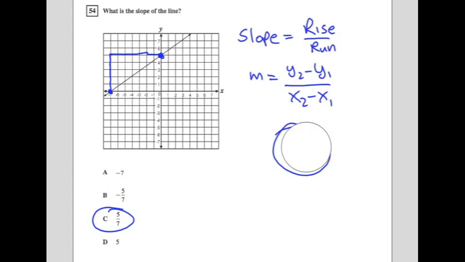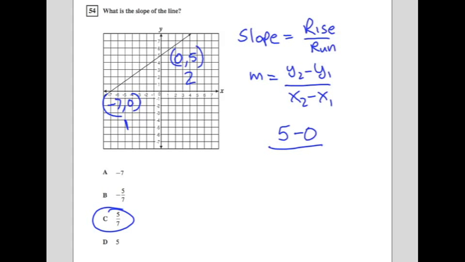I'm just going to go ahead and reinforce that answer by doing the slope formula. So as you can see right here, I'm going to go ahead and mark the coordinates for my points. So for this one, it's -7 and 0. And for this one, it is 0 and 5. So I'm going to use this as my first x and y, and I'm going to use this as my second x and y. So here we go. My second y is 5 minus my first y, which is 0, over my second x, which is 0, minus my first x, which is -7.